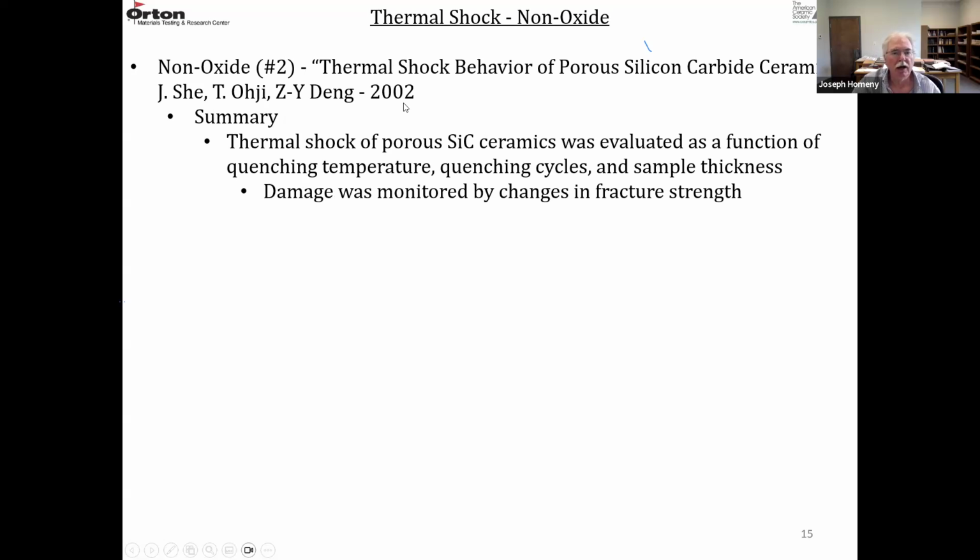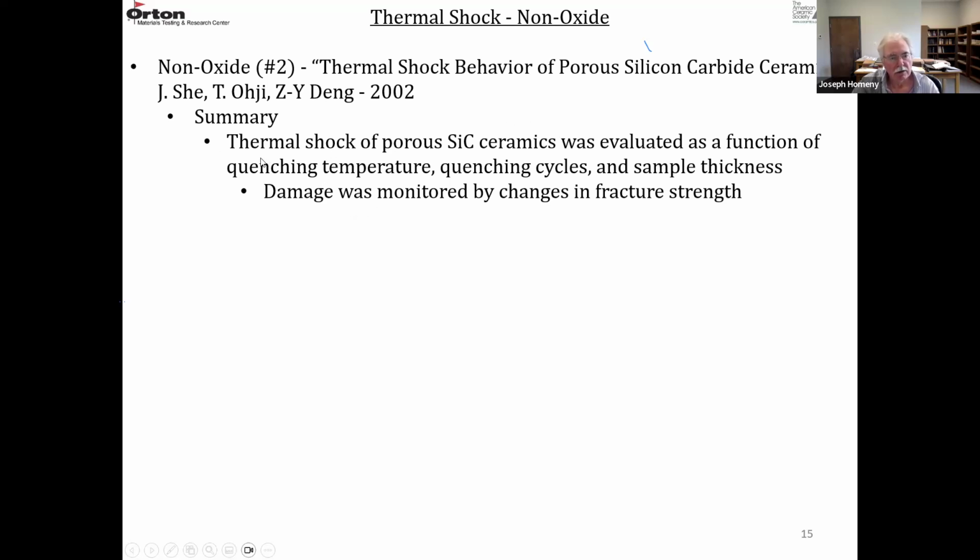This is a 2002 investigation. I put this one in because this is a very porous material. So this is thermal shock behavior of a porous silicon carbide ceramic. This might be a porous filter for molten metal. So it's a high temperature porous refractory.